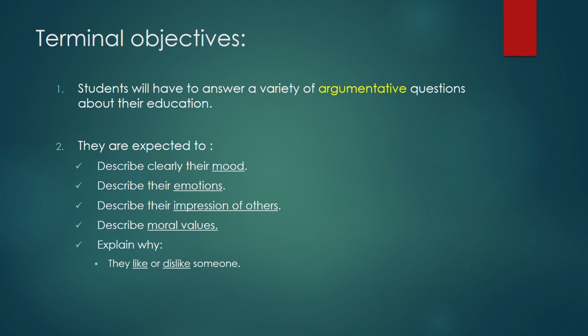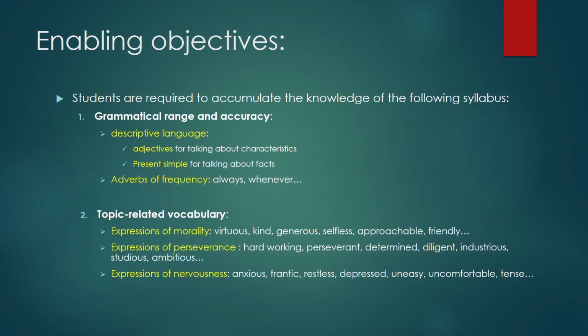The terminal objective is just asking our students a set of questions, and they should be able to answer our questions in an argumentative way by providing us reasons. They are basically expected to state clearly their mood. They should be able to talk about their personal mood, their emotions, their impression about other people, the people who are around them. They have to talk about moral values, and they should give reasons why they like or dislike someone. So these are basically the major topics our students are expected to be able to talk about.